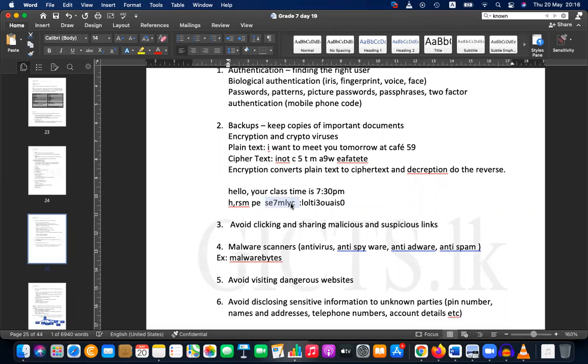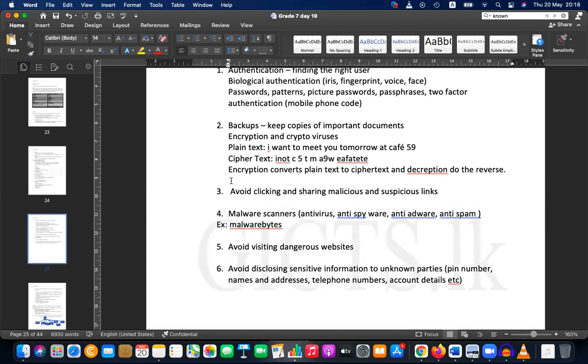Anyway, the reason I mentioned encryption and decryption is this. There's a virus called cryptovirus. This crypto virus puts our file into a puzzle like this. So we can't solve that. Then the crypto virus asks for money.